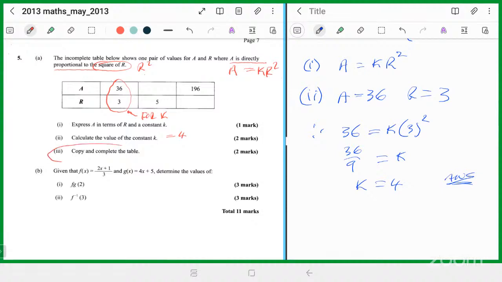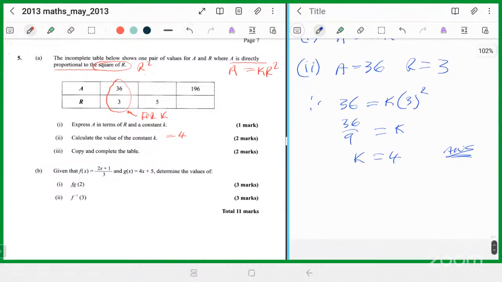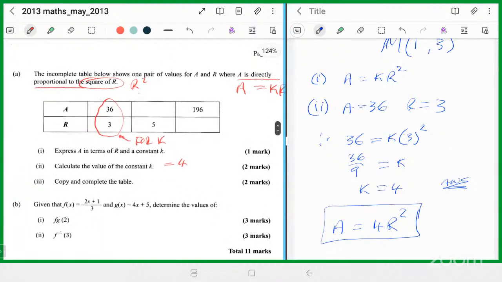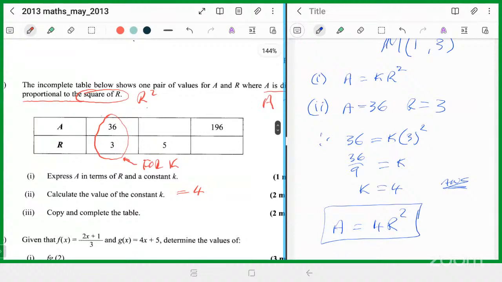Next part, we have to complete the table. So we need to find the value here and the value there. We're using this formula. Take the 4 and put it in the formula, so the formula becomes A is equal to 4 times R squared. This is the formula going forward. For simplicity, let's call this the value of small a and this the value of small r.